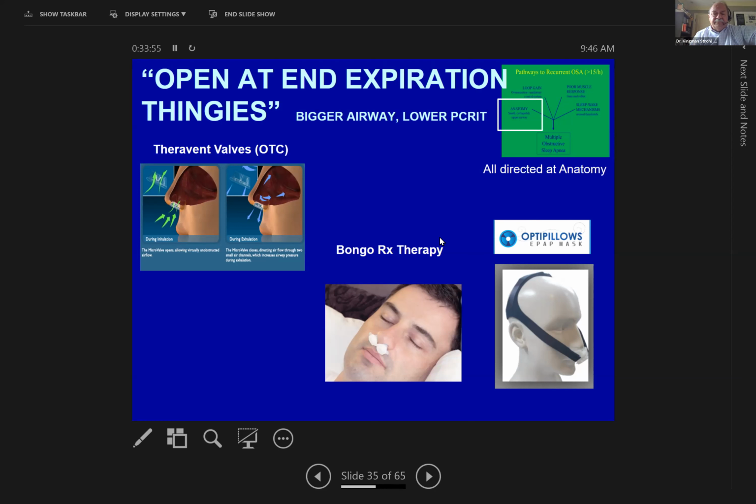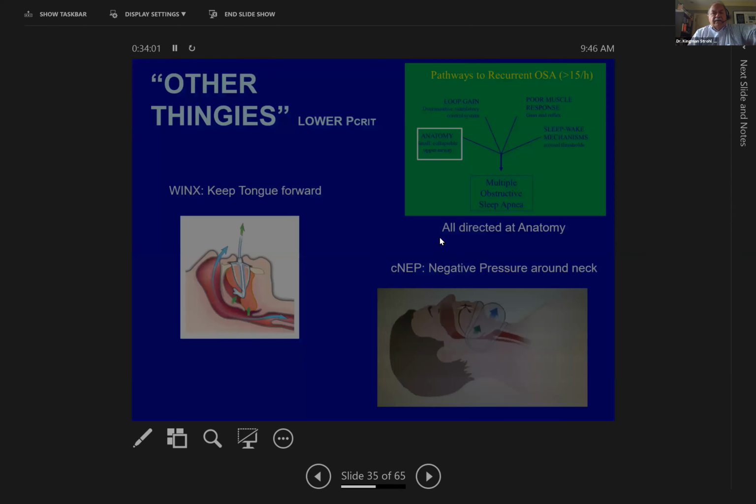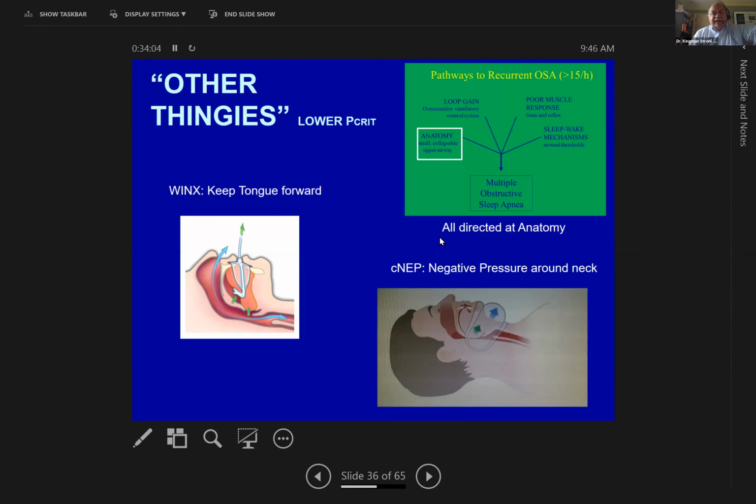They're funny little things. We got some examples. Other things, there was a Winx. It's no longer on the market. It sucks your tongue forward, but it also sucks the saliva out all night long. And this other thing, the CNAP, which we're going to be going into clinical trials at the end of the year. It's negative pressure around the neck.